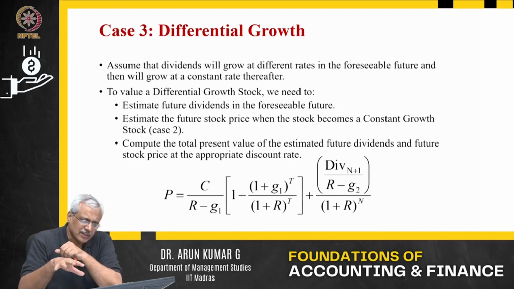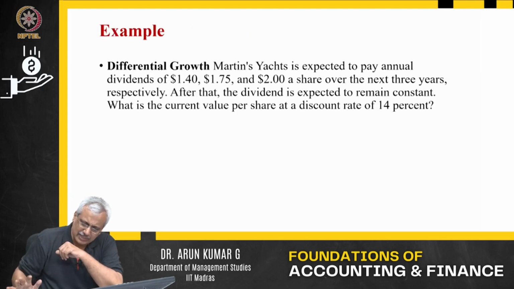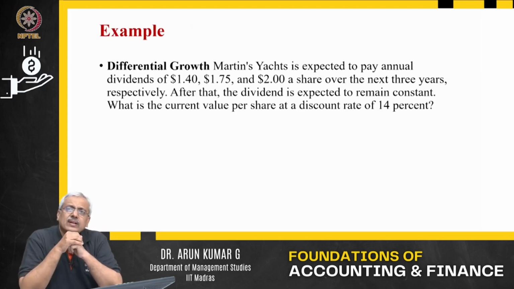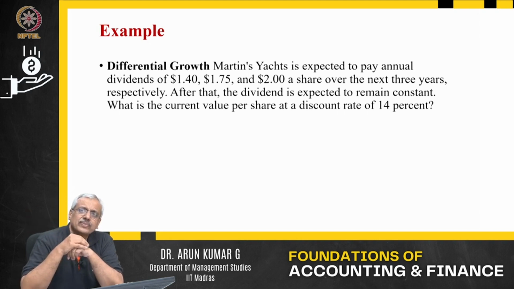So what are we looking at? Let us focus in this case only on the dividend part. I'm just going to take an example here. Martin Yacht is expected to pay an annual dividend of $1.4, $1.75 and $2 a share over the next 3 years, at least 3 years, respectively.